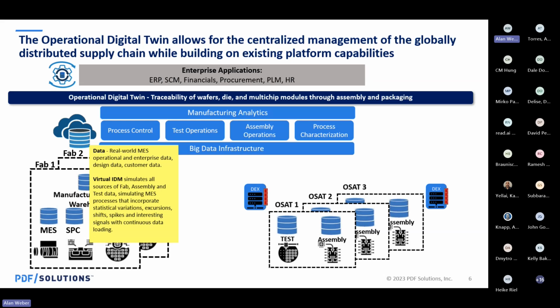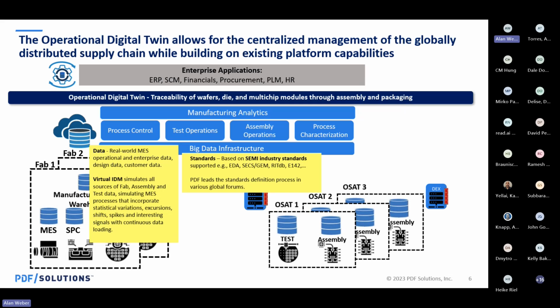One of the components that PDF has is what we call a virtual IDM, or independent device maker, essentially a fab simulator that knows how to generate realistic data for all of those sources that can be used to drive whatever component of that system is thought of as a digital twin rather than a real time component. And so we have ways of stubbing out pieces of that whole environment and plugging in digital twins into that virtual simulator as needed.